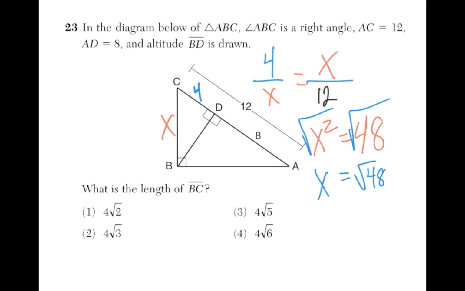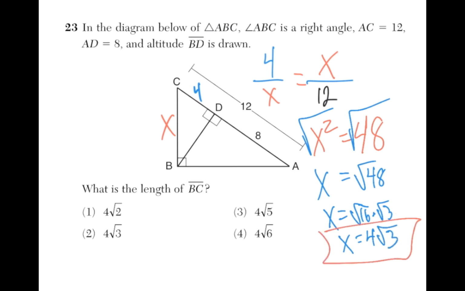We know that, is there a perfect square in radical 48? There sure is. So we can set this up like radical 16 times radical 3 equals radical 48. And because 16 is a perfect square, I know that we can simplify this to simply 4 radical 3. Is this an option? It is. It's option number 2. Tremendous.